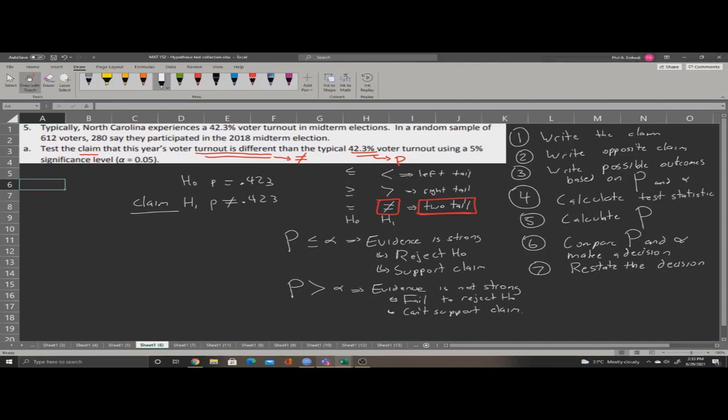Now, let's think about, for step 4, how to calculate the test statistic. Let's remember the test statistic is going to equal parentheses p hat minus p divided by square root of p multiply q divided n. Now remember, to get p hat, we're going to take the total sample size on the bottom. On the top, we put the people we're interested in. And the people we're interested in are the people who say that they voted.